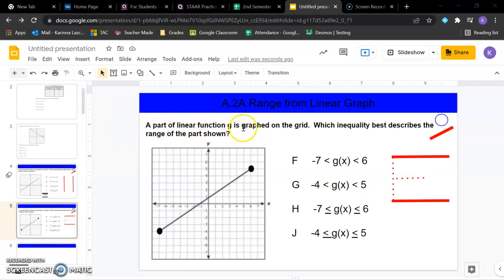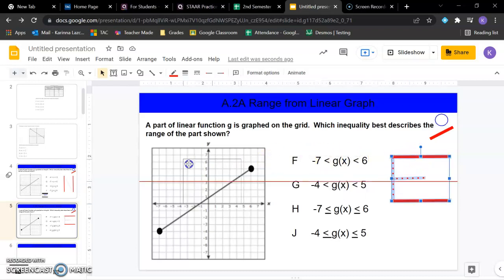A part of a linear function g is graphed on the grid. Which option qualitatively describes the range of this part shown? The first thing that I look at is the e. The e right here, I'm going to make it bigger. In this case, I just made it this way, but in your part, you can draw it. So we have an e, and I'm just going to bring it over here to this side.